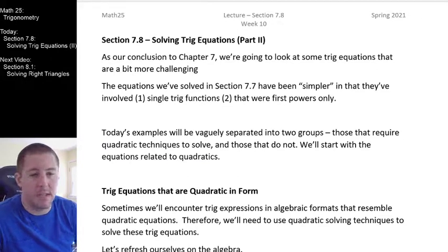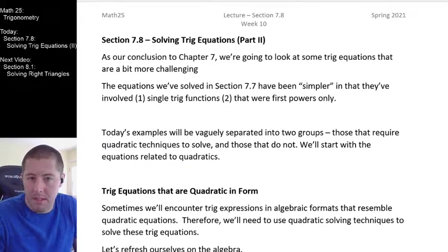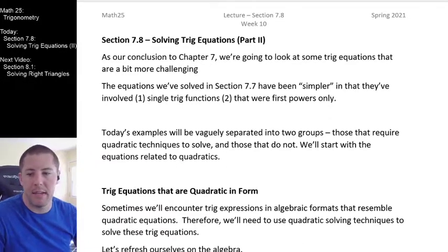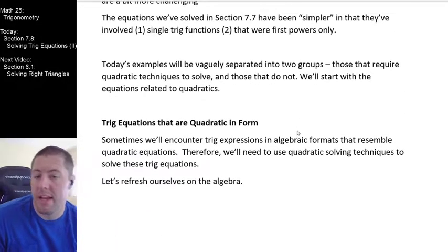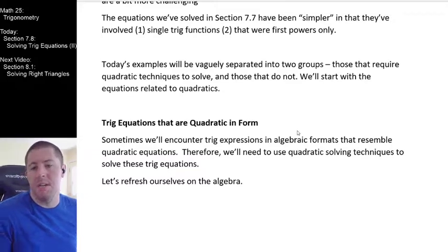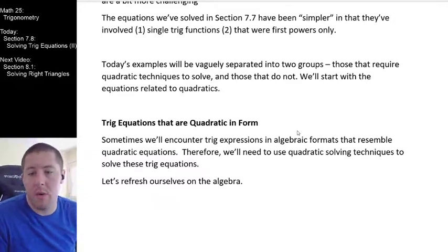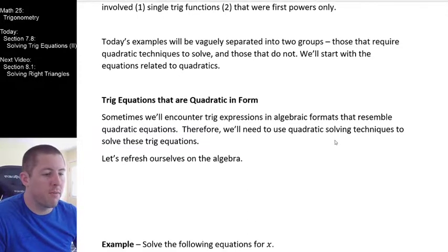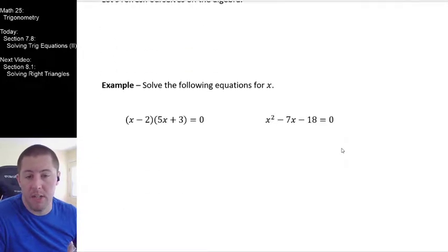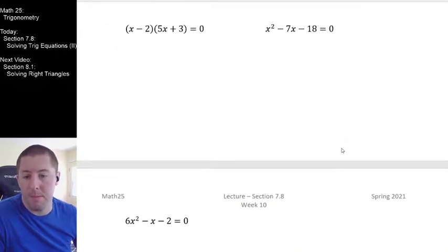So today, in a sense, we're stepping it up a little bit. But if you're comfortable with some of the things that we did in 7.7, we're just going to build on that a little bit today, adding some extra layers of algebra on the outside. What we're going to start with today are trig equations that are quadratic in form, which means the structure of these equations resembles that of a quadratic equation, but there are trig components within it. That means we're going to need to use quadratic solving techniques to help us solve these trig equations. Before we get started, we're going to refresh ourselves with some algebra. You can see the first three equations I'm looking for us to solve here today.